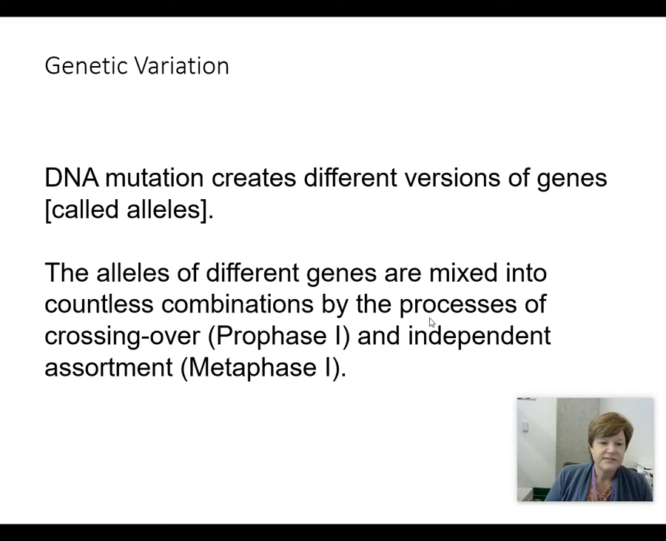Usually crossing over, which happens in prophase 1, is cited as the thing that creates genetic variation among the gametes. And that's true. That's part of it anyway. Genetic variation at its very basic level starts with DNA mutations. So somehow DNA mutations happen.